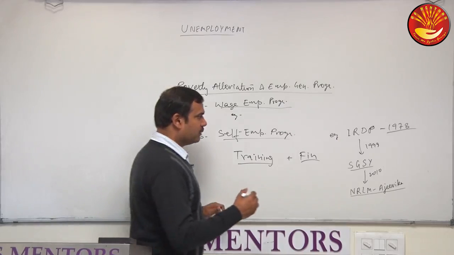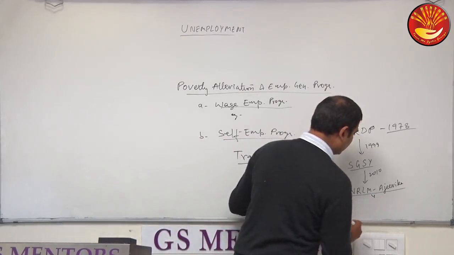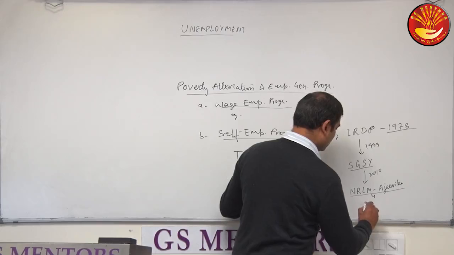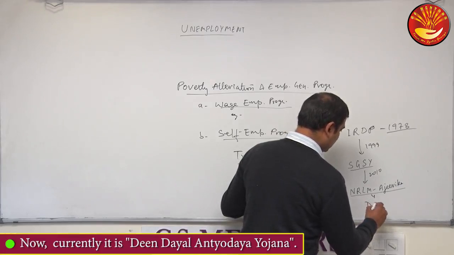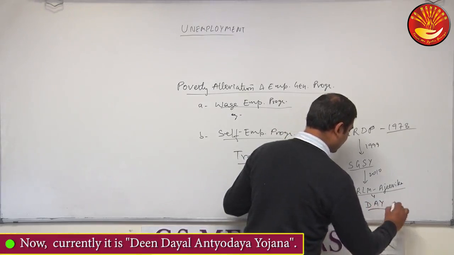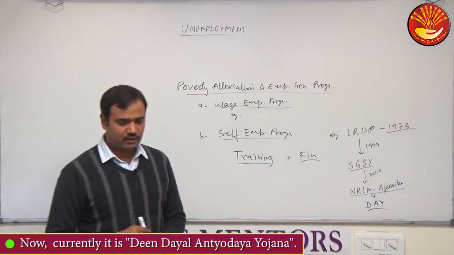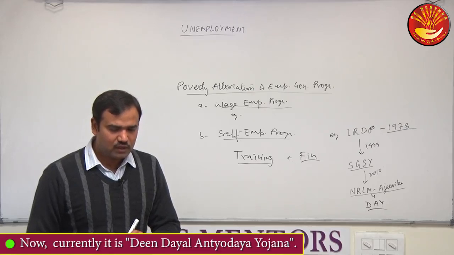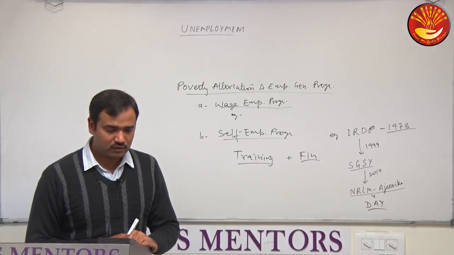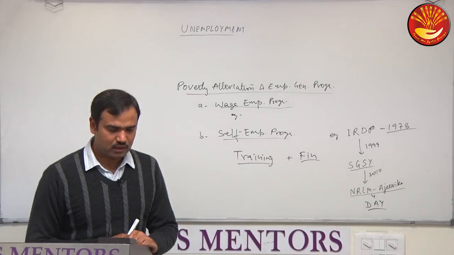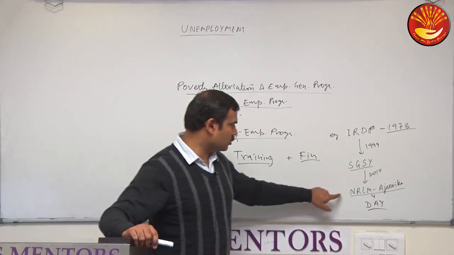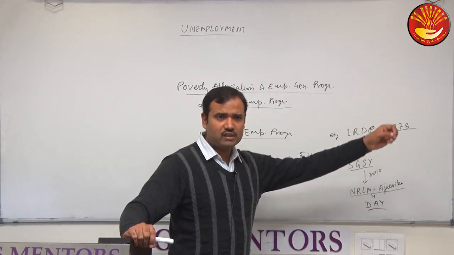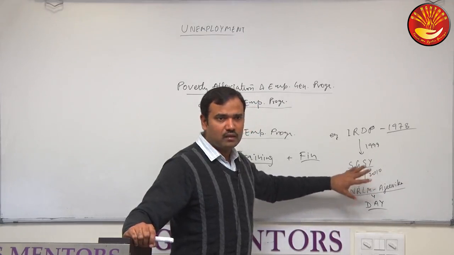And currently, the new government has changed its name further to Deen Dayal Antyodaya Yojana, DAY. But still, it is also called Ajivika. Usually we call it Ajivika and NRLM.